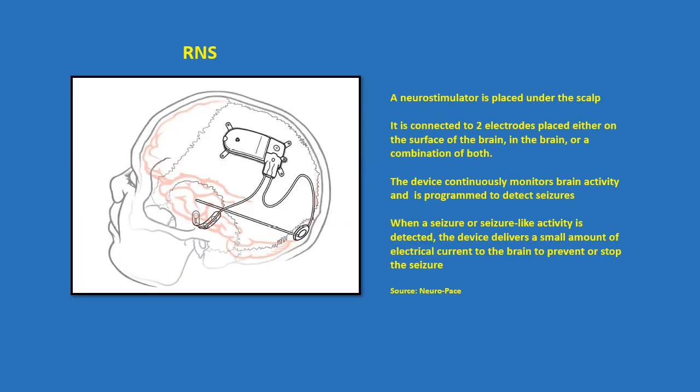This figure illustrates RNS. A neurostimulator is placed under the scalp. It is connected to 2 electrodes placed either on the surface of the brain, in the brain, or a combination of both. The device continuously monitors brain activity and is programmed to detect seizures. When a seizure or seizure-like activity is detected, the device delivers a small amount of electrical current to the brain to prevent or stop the seizure.